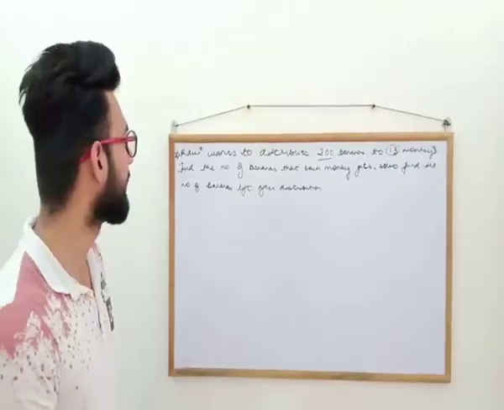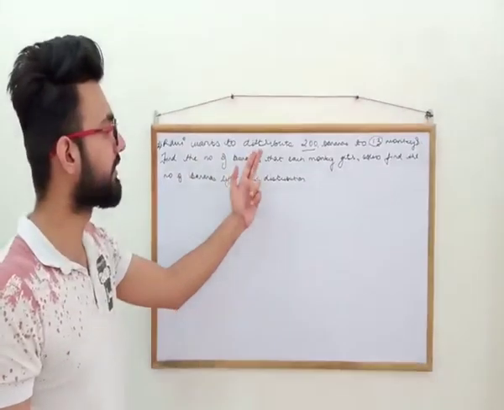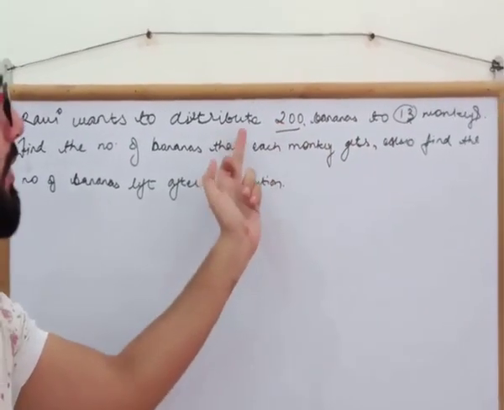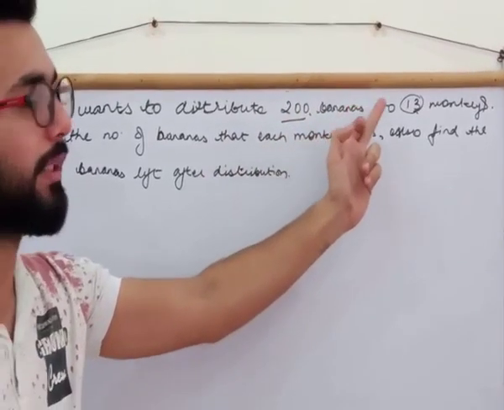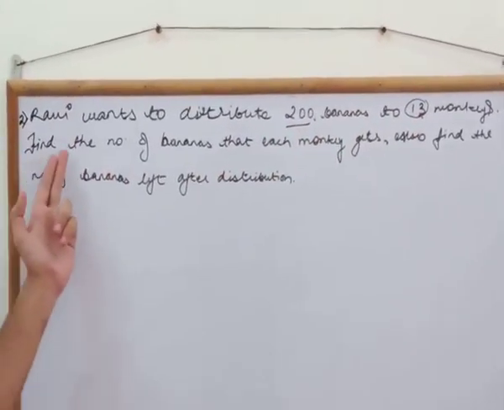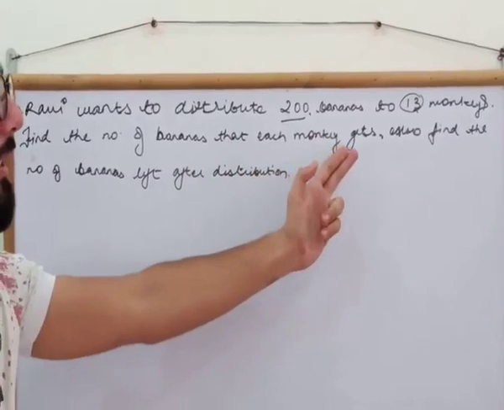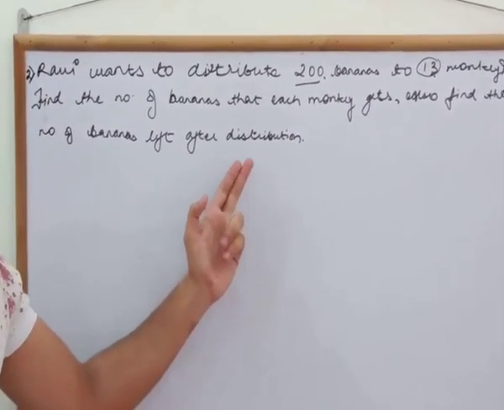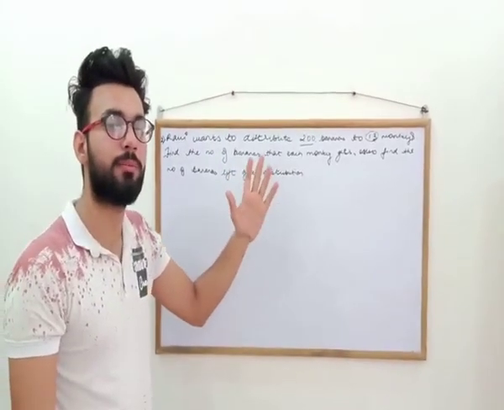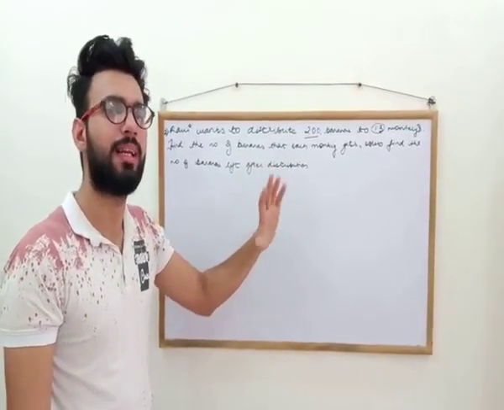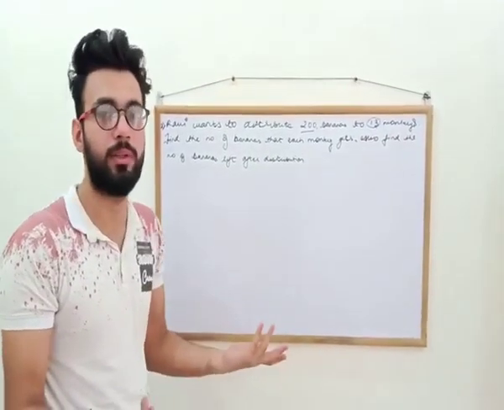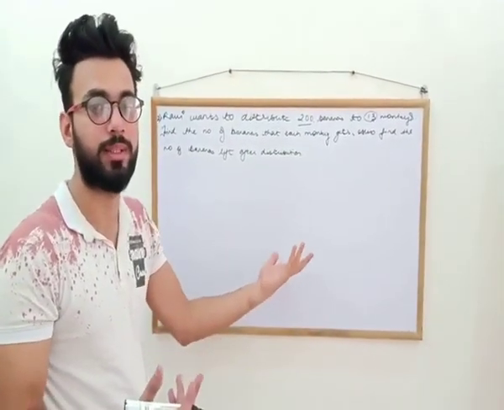Clear? To the second question, that is, Ravi wants to distribute 200 bananas to 13 monkeys. I have already underlined it. We need to distribute 200 bananas to 13 monkeys. Find the number of bananas that each monkey gets. Also find the number of bananas left after distribution. It means there is going to be some number of bananas which are going to be left. Let's see if the bananas are going to be left out or they are going to be completely divided among the 13 monkeys.